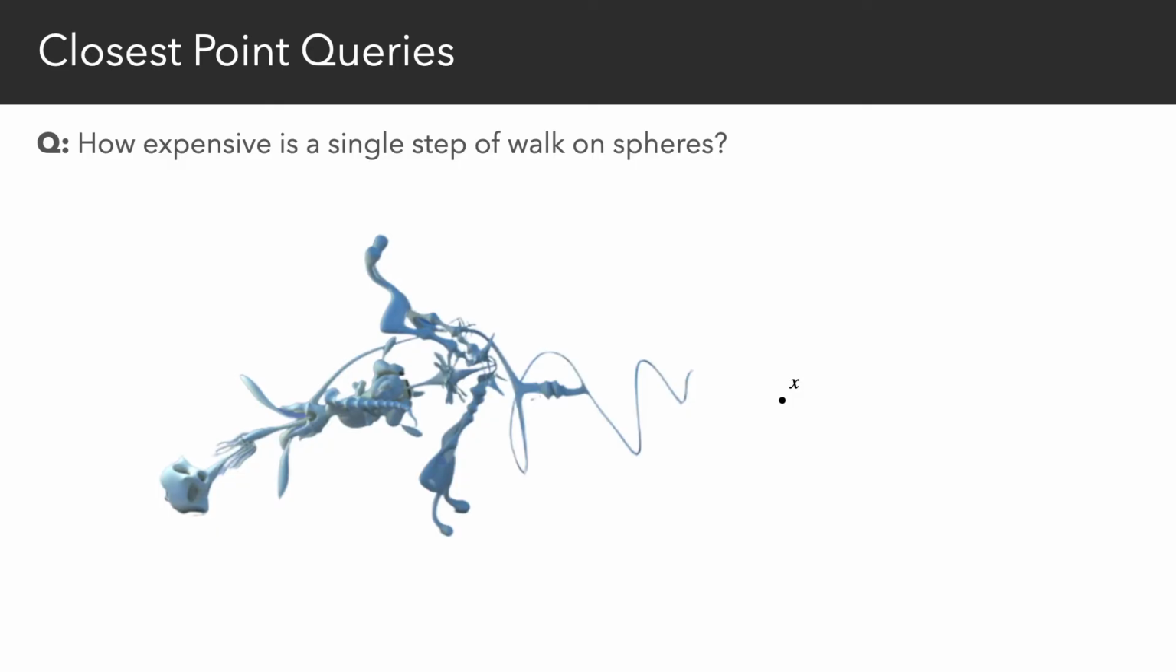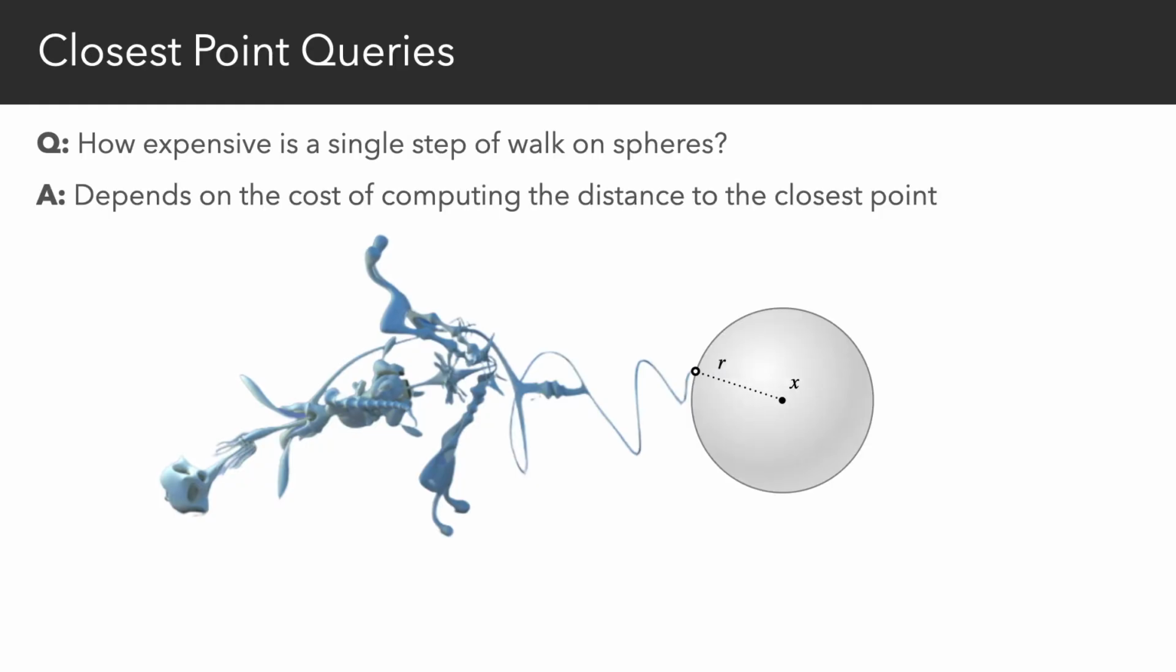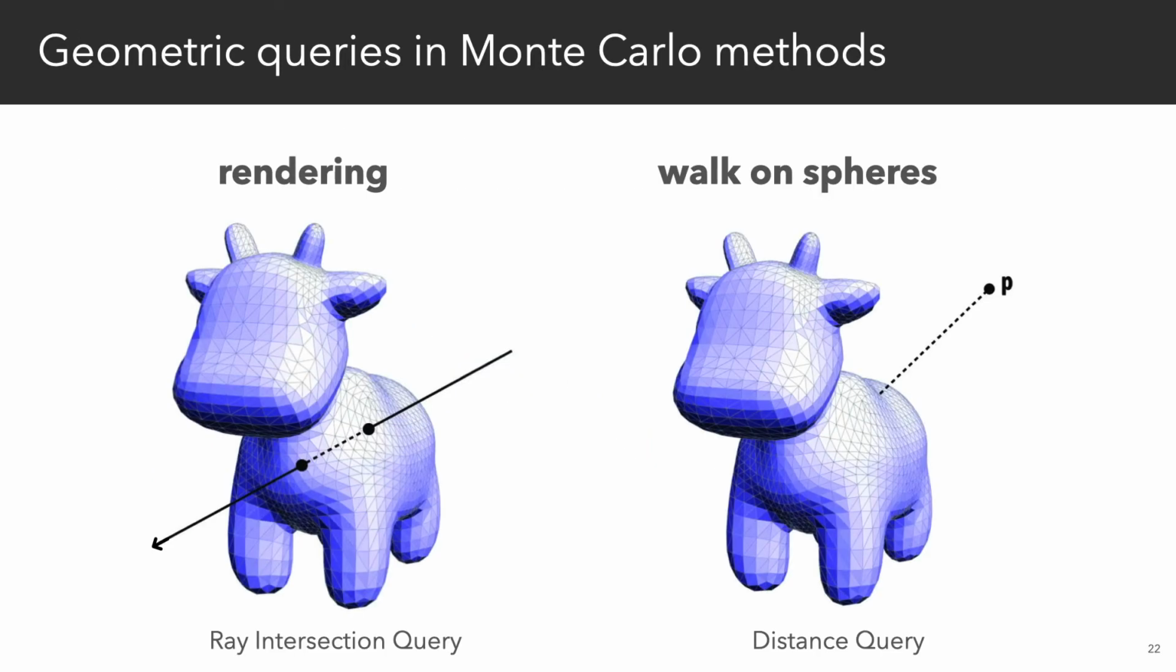Even though there's a bound on the number of steps for walk-on-spheres, though, we still need to consider the computational cost of each step. At each step, we need to find the largest empty sphere around a point, which involves computing the distance to the closest point on the boundary. This is very similar to the ray intersection step that's performed during path tracing and rendering, so there are a lot of ideas and data structures that we can borrow from rendering to ensure that these queries remain scalable.